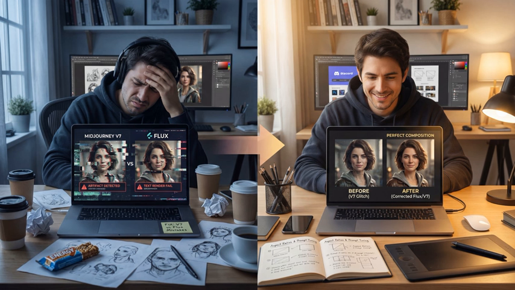Wait, so what's the difference between Midjourney V7 and Flux? Good question. Midjourney V7 is known for its artistic flair and painterly vibe. It's like the muscle car of AI art, powerful, but a bit wild. On the other hand, Flux takes a more technical approach, almost like a precision electric vehicle. They both get you where you need to go, but the ride feels different.